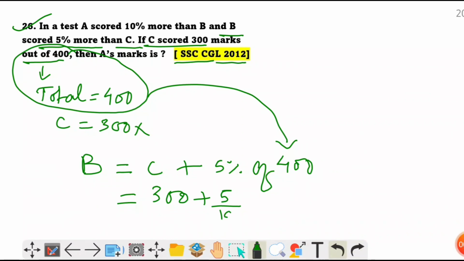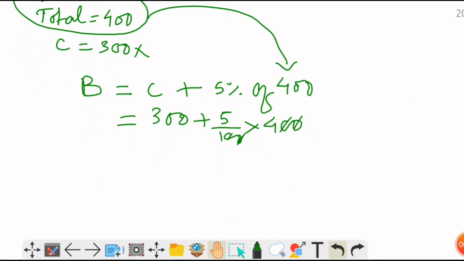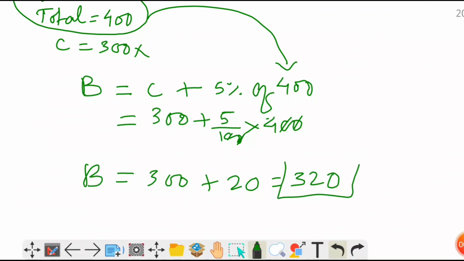So the value of C is 300, and percent means 5 by 100 into 400. Now by cancelling out two zeros, we'll have 300 plus 5 fours are 20. So we'll have 320. So the marks of B is 320.